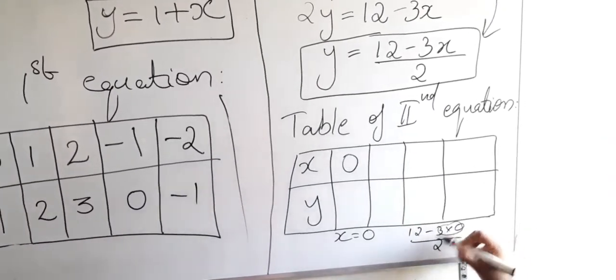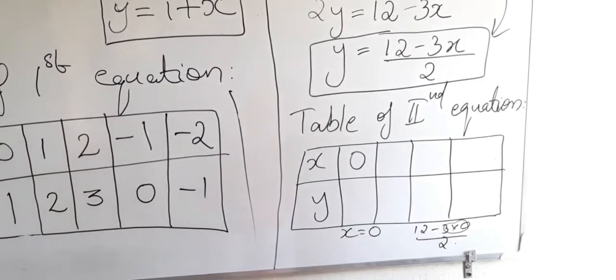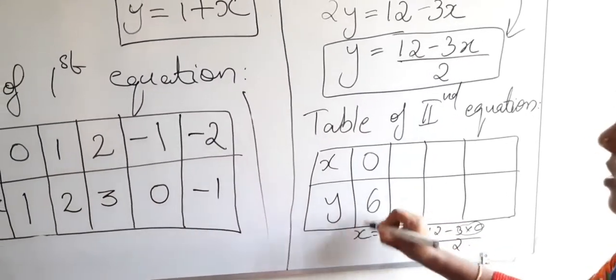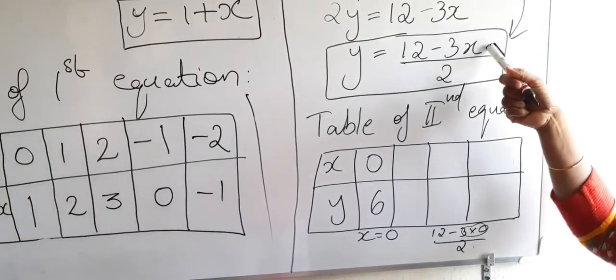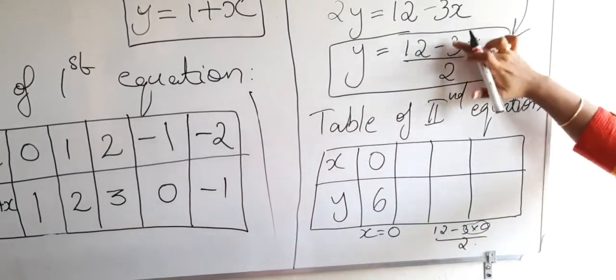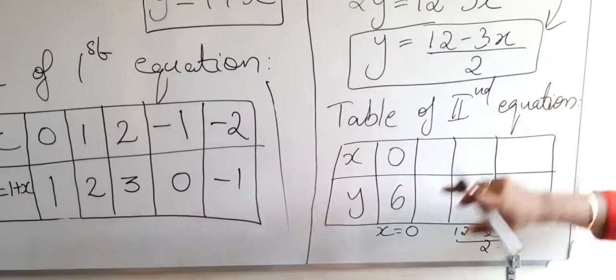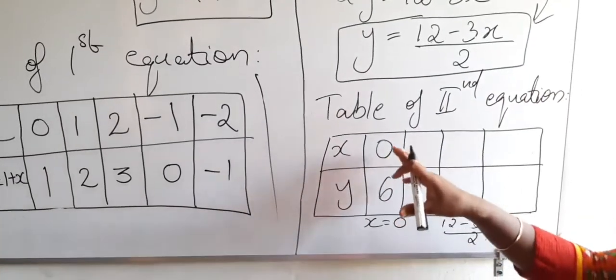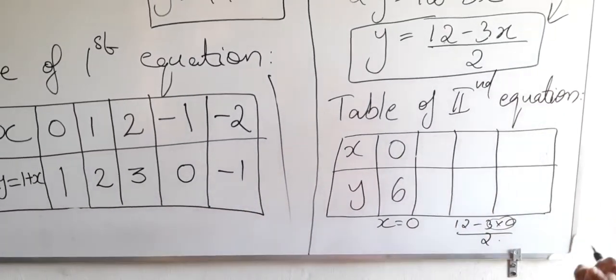3 into 0 means it will be 0. So 12 by 2. 12 by 2 will be 6. So when you are giving 0, this portion will be 0, so 12 by 2 will be 6. So when x equal to 0, y value is 6.